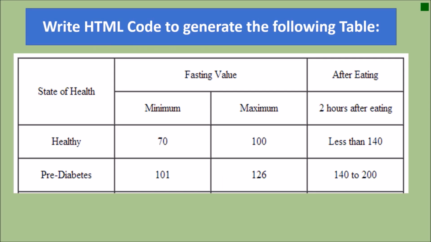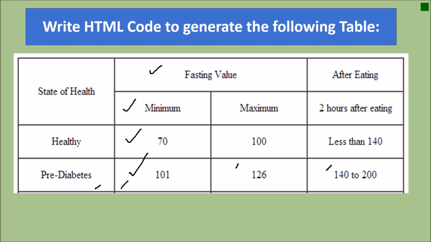Now, for example, you have to write HTML code to generate the following table. Let me explain this table. If you see how many rows are there, there are 1, 2, 3, 4 rows: row 1, row 2, row 3 and row 4. And here 4 columns are there: column 1, column 2, 3 and 4. And if we see this first one, this is the merging of two rows. Here is merging of two columns.